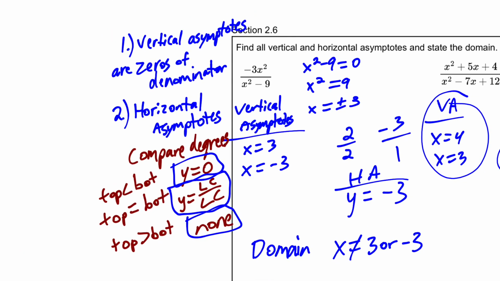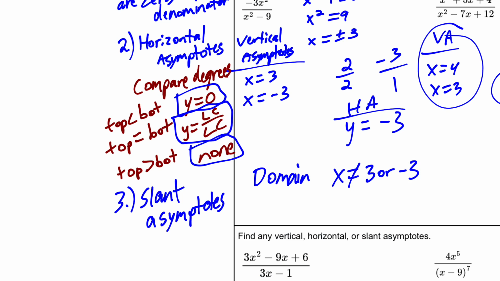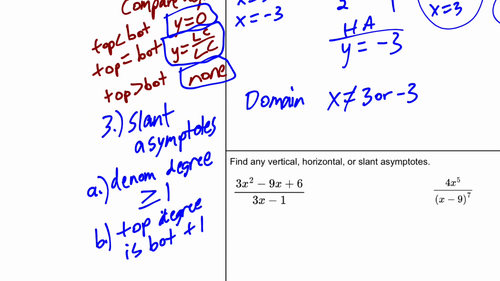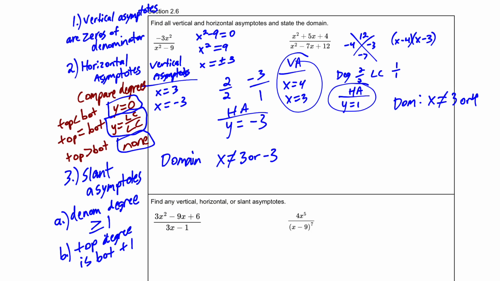For the next section, we have these same ideas. First, we have vertical asymptotes, then horizontal asymptotes, but we add a third: slant asymptotes. Slant asymptotes only exist in very specific circumstances. First of all, the denominator has to have a degree that is greater than or equal to 1. Secondly, the degree of the top has to be exactly 1 bigger than the bottom. So let's go through these 3.